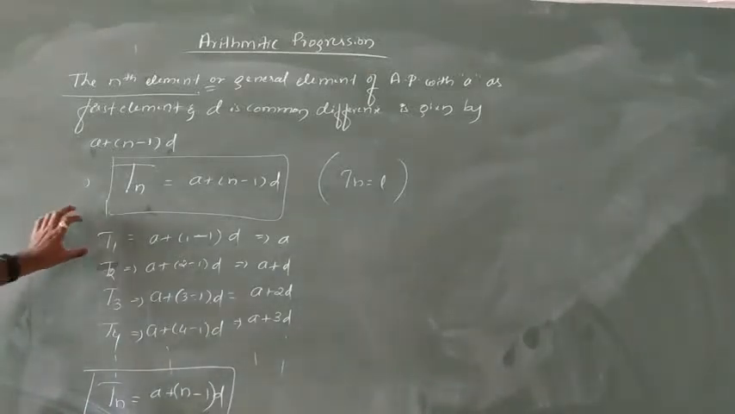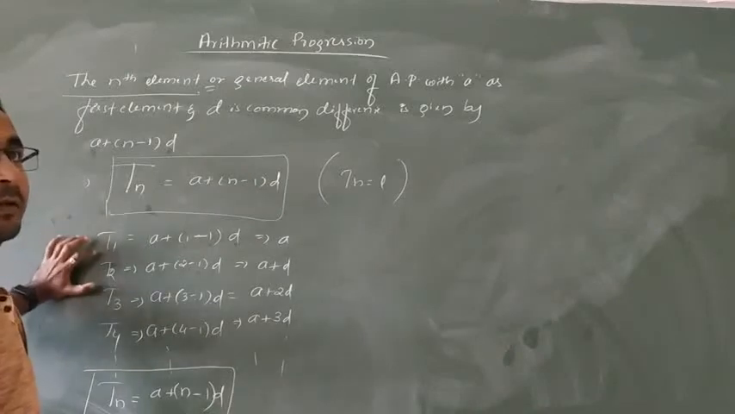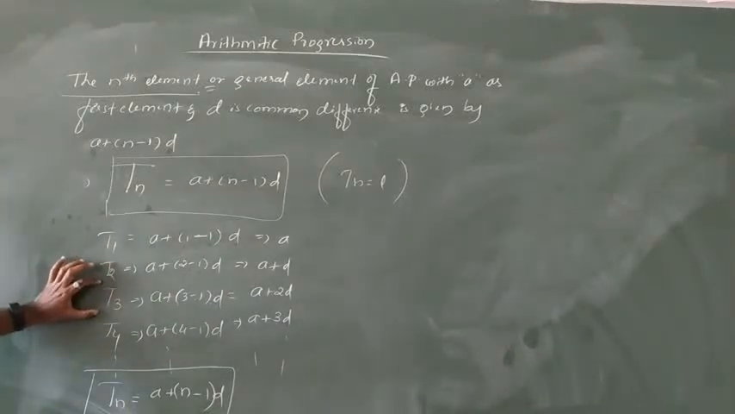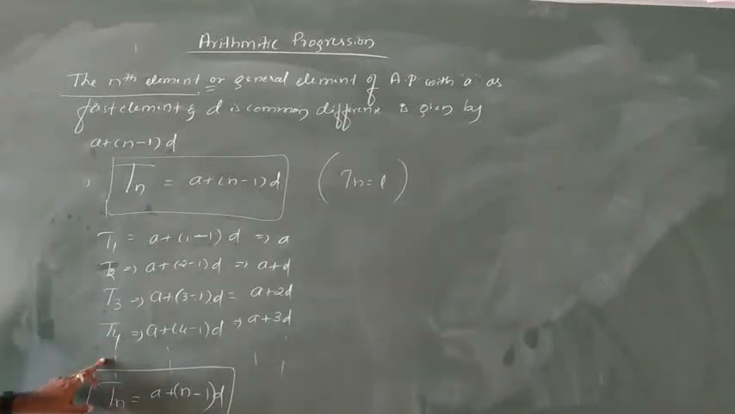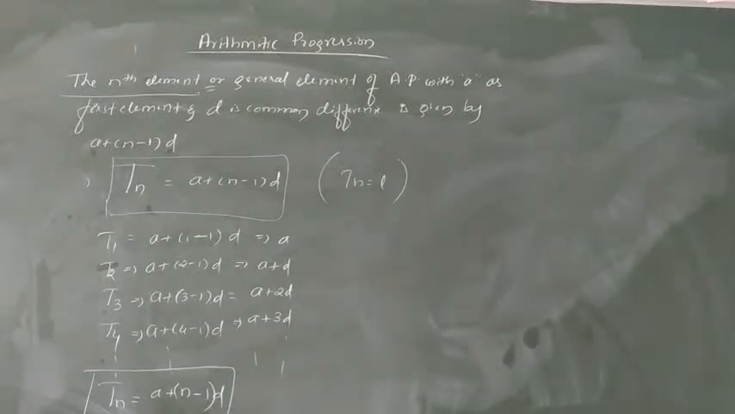The first element of an AP is A, the second element is A plus D, the third element is A plus 2D, the fourth element is A plus 3D, the fifth element is A plus 4D, the 10th element is A plus 9D, the 100th element is A plus 99D. Like that, the nth element, that is the last element of an AP, is A plus (n minus 1) into D.